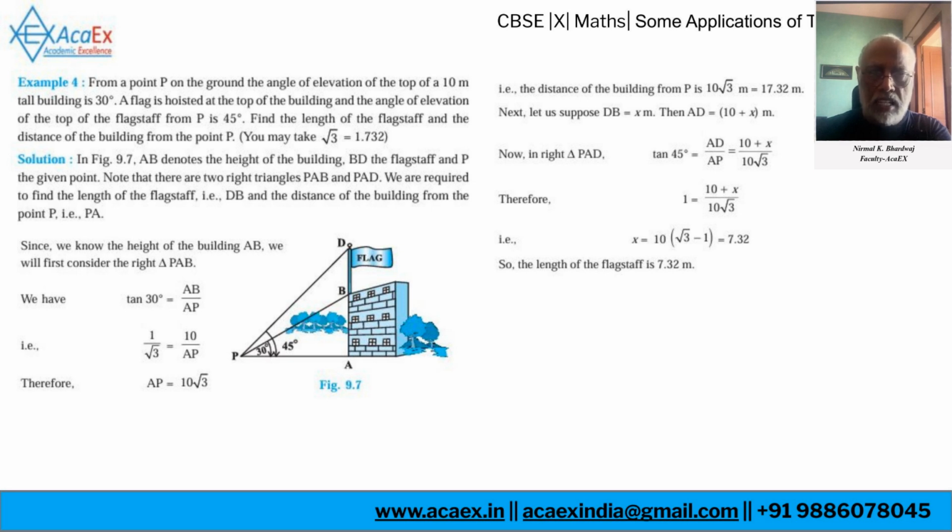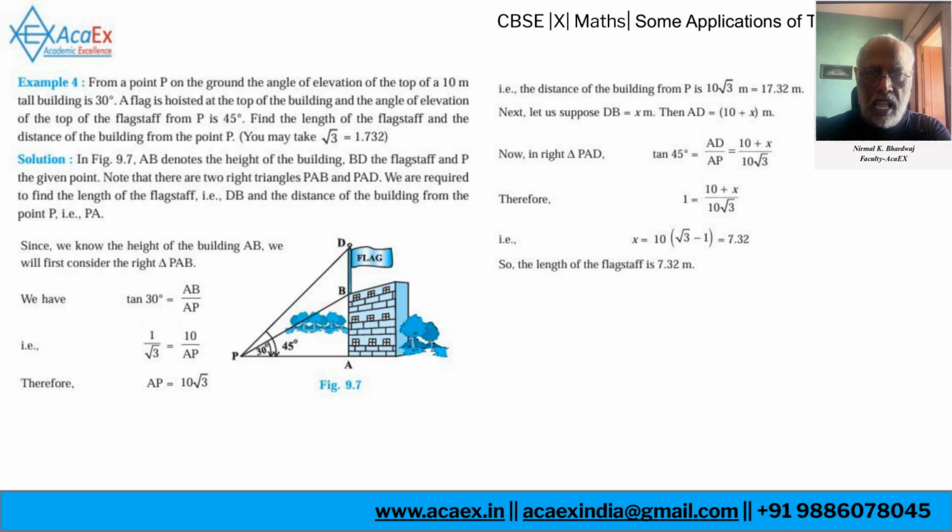The total height AD is 10 plus x. We use the tangent ratio again. Tangent of 45 degrees equals the quantity 10 plus x, all divided by 10 times the square root of 3. Since tan 45 degrees equals 1, we solve the equation 1 equals (10 plus x) over 10 square root 3, for x.